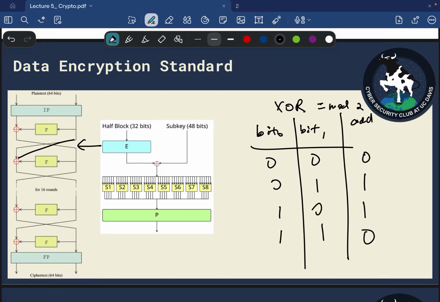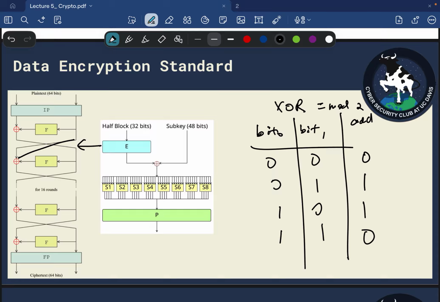The left branch got XORed with whatever the right branch passed into this f function, and that comes out to this right branch. This right branch originally just directly gets piped down to this left branch. So although there were actually 16 rounds going through this Data Encryption Standard, every 2 rounds does it actually fully encrypt both halves of the message.